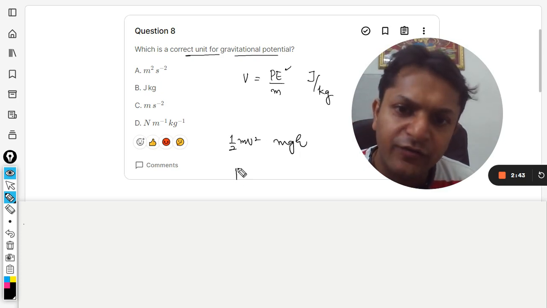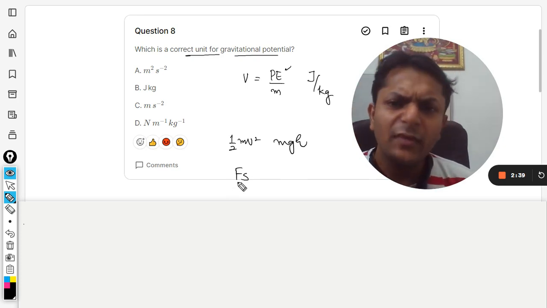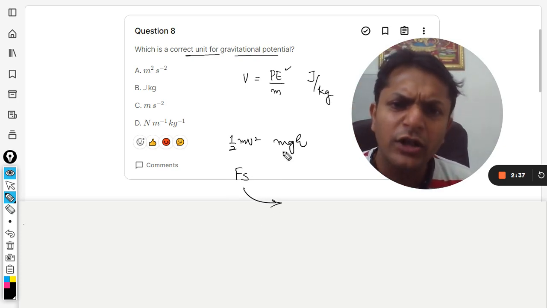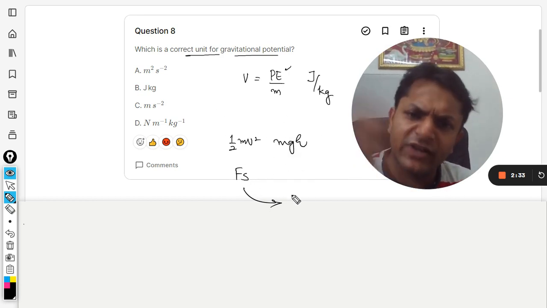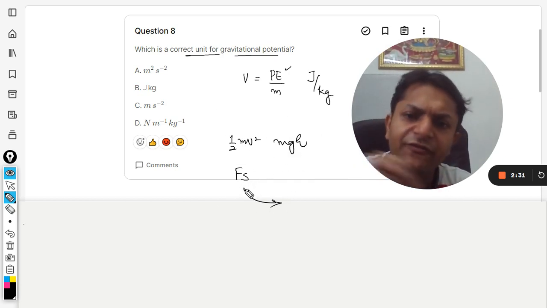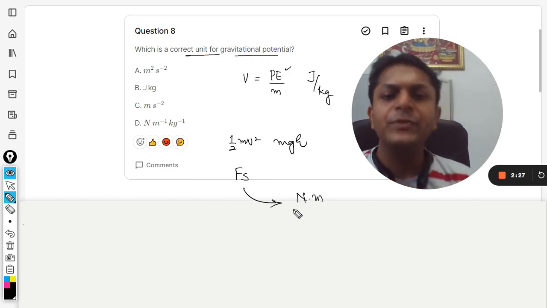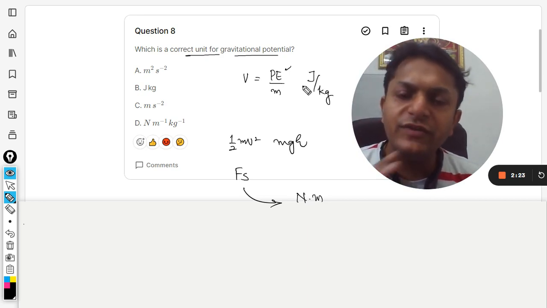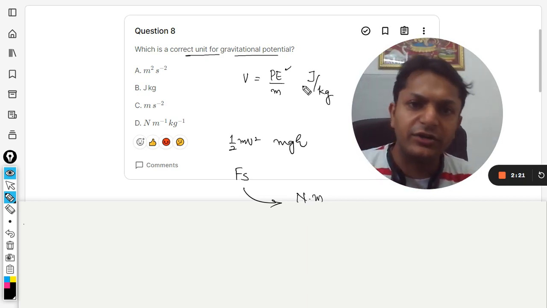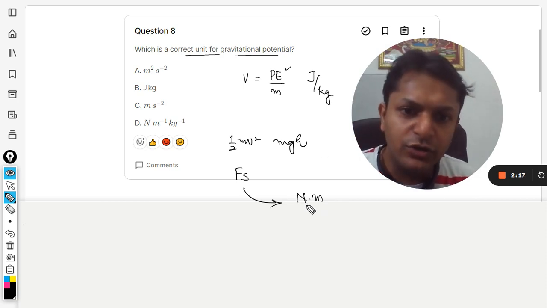You can use work. Work is F into S, that is force into displacement. I believe this is the easiest of all. I will take a couple of examples, so let us go for F into S first of all. The unit is Newton and S is meter. So Newton meter is the unit, as joule is a composite unit which can be divided into two, Newton meter. Now the unit will be Newton meter per kg.